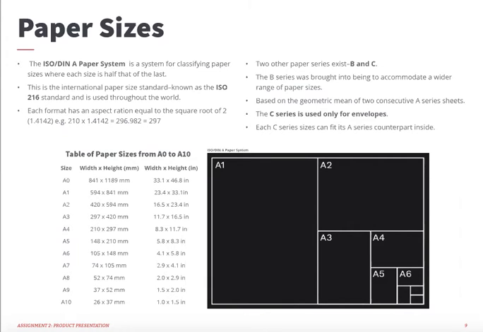Two other ISO paper series exist as well, the B and the C. The B paper sizes are a bit larger than their A counterparts and are based on the geometric mean of 2 consecutive A series sheets. For example, B4 is between A3 and A4 in size, and B5 is between A4 and A5. The C series was introduced to provide an envelope with enough space for an A series sheet, meaning the A series sheets will fit inside their C series counterparts.